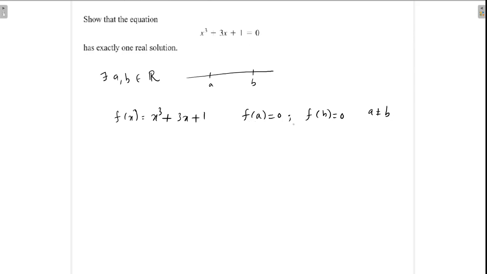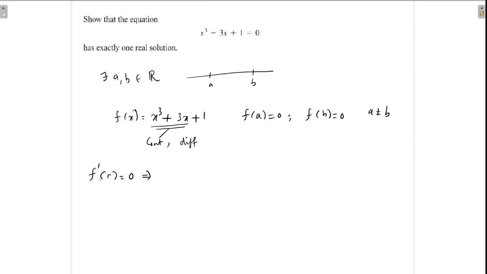If this holds, using Rolle's theorem, it is obvious that this is a polynomial, hence it is continuous and differentiable as well. So the hypotheses of Rolle's theorem are easily verified if we assume a and b are roots of this equation. Now, if this is the case, we can use Rolle's theorem to get a point c such that f'(c) = 0.